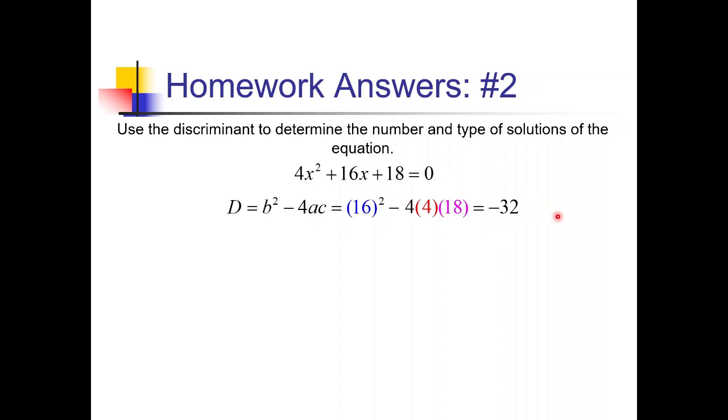Since negative 32 is, well, negative, less than 0, that tells us that we're going to have two imaginary solutions. If we had gotten exactly 0 for the discriminant, that would have meant one real solution, and if we had a positive discriminant, that would have meant two real solutions.